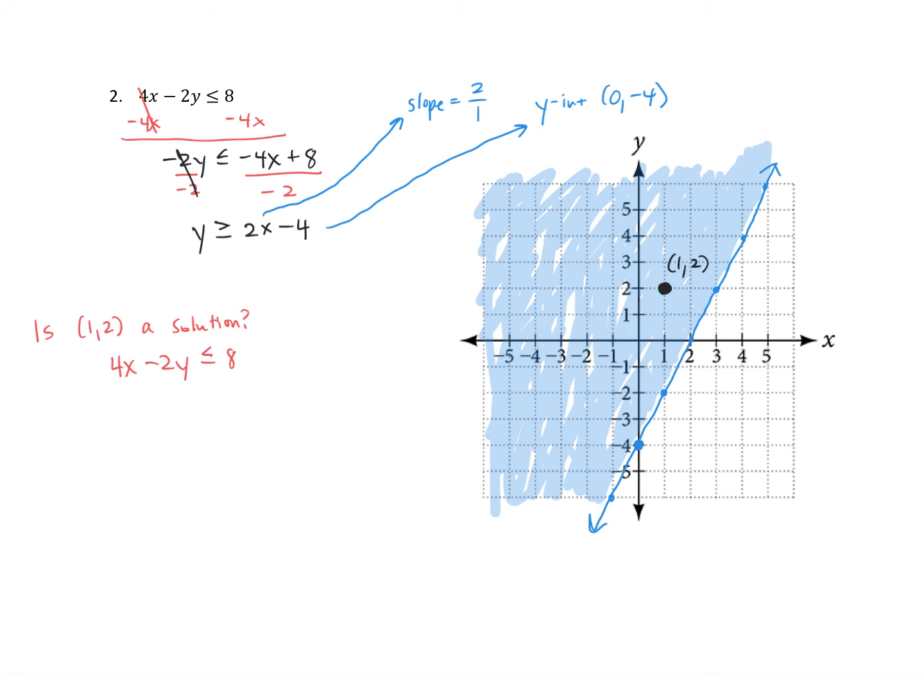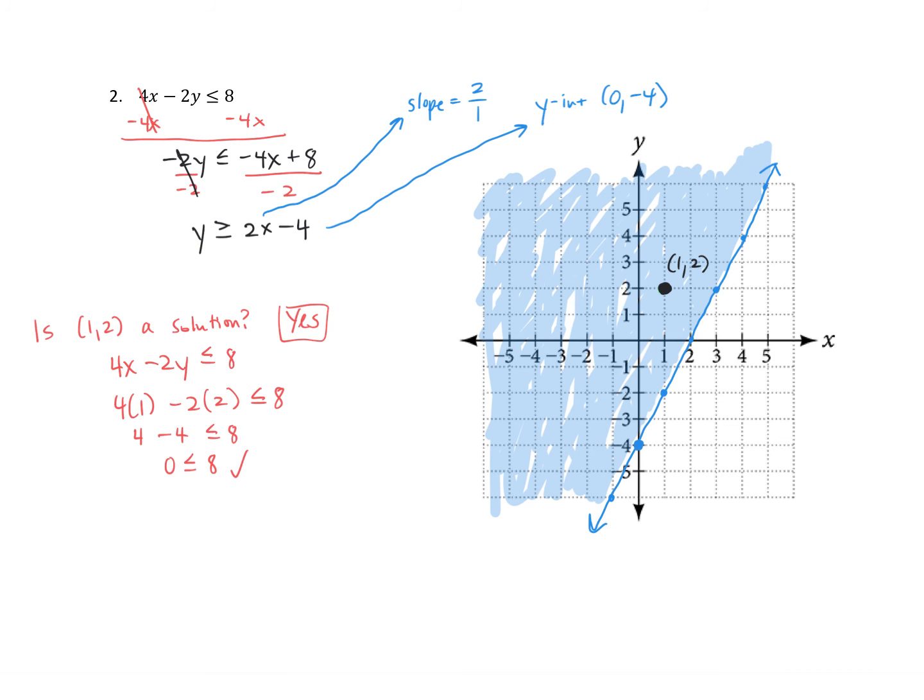You're simply going to plug in the 1 for the x because it's in the x place, and the 2 for the y because it's in the y place, and then see if the statement is true or not. So 4 times 1 is 4, 2 times 2 is 4, 4 minus 4 is 0. So is 0 less than or equal to 8? Yes, it is. That's true. So (1, 2) is a solution to that inequality.